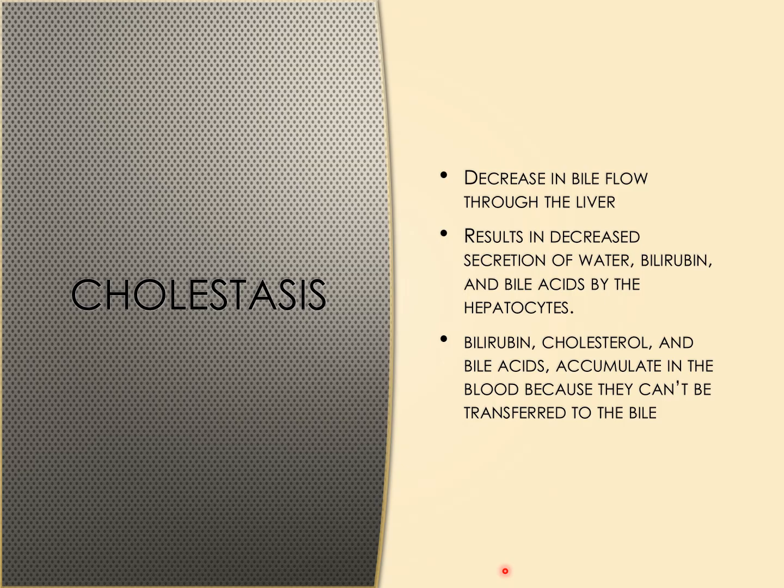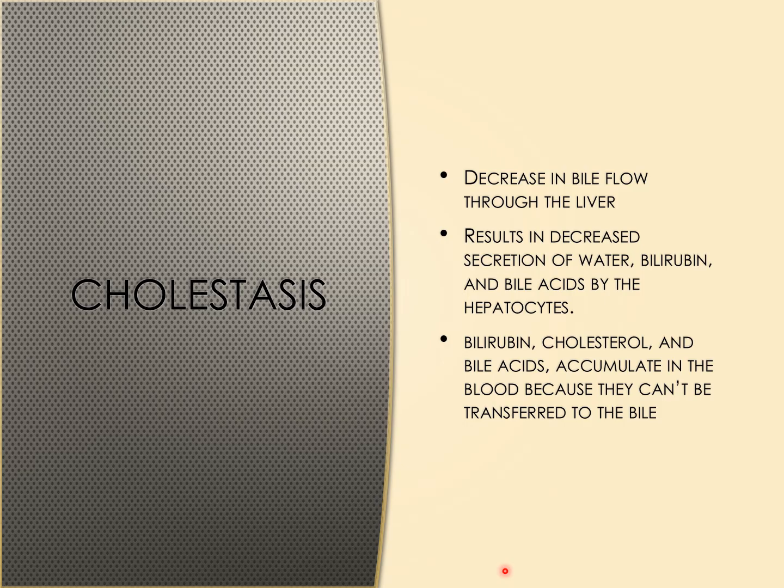So in cholestasis, all that bile that's typically flowing through the liver and out just sits there. It becomes stagnant and doesn't move through as effectively. The result of that is decreased secretion of water, bilirubin, and bile acids by those hepatocytes. So that normal excretion, where water and bilirubin and bile acids move through and end up in the intestine, isn't really happening.